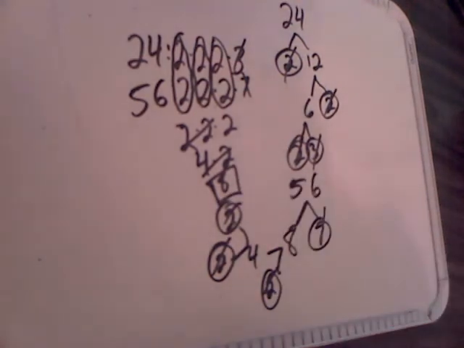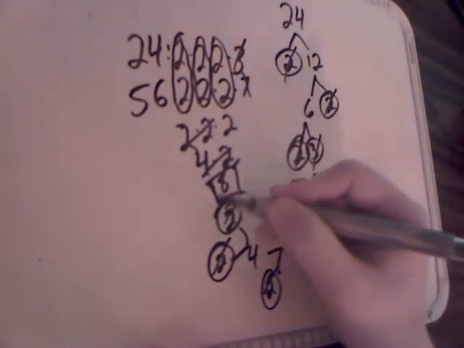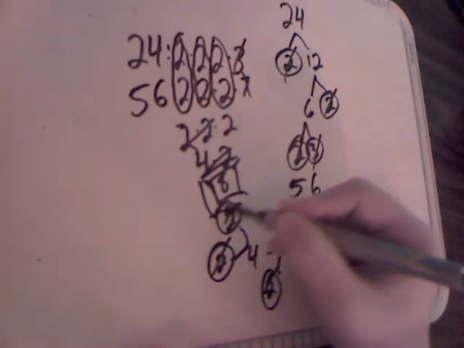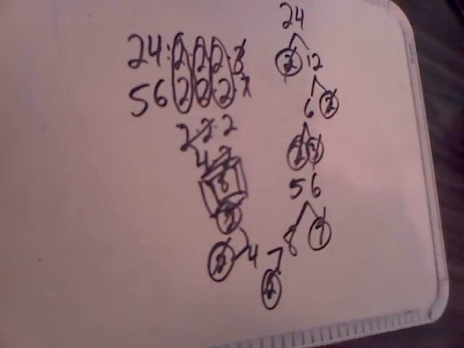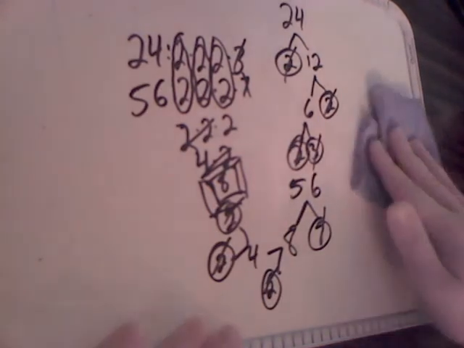8 is our GCF because 8 is the biggest number that can multiply into both 24 and 56 without having to use an extra number. It's the biggest number that will go into both 24 and 56.